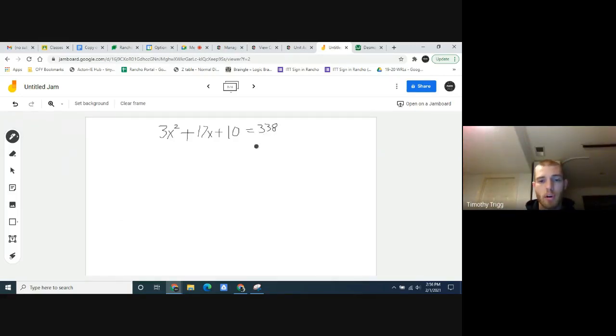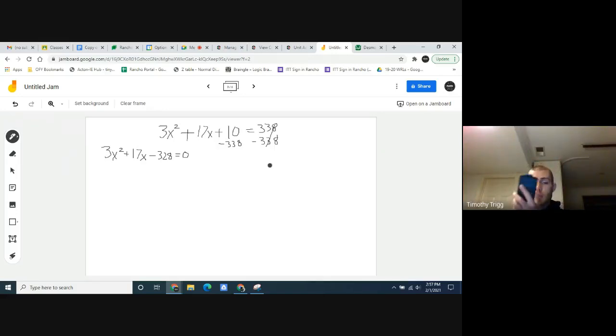Now the first thing you want to do is make it 0 on this side. What we're going to do is subtract 338. That cancels that. Remember, whatever you do to one side, you do to the other. We'll combine it with this 10 here. So that'll be 3x squared plus 17x minus 328 equals, and on the other side, this cancels, so that's 0.